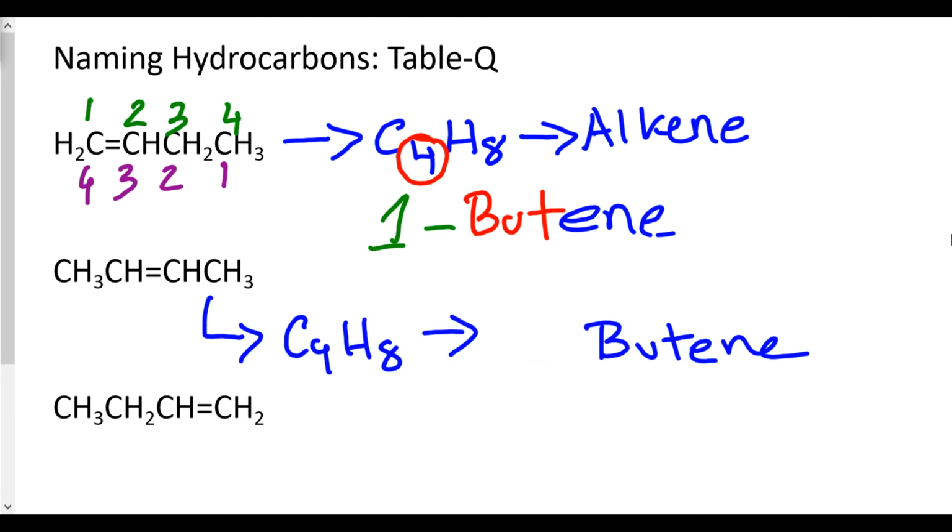For the second question, we also have 4 carbons and 8 hydrogens. So this is also an alkene, and the name should end with -ene. Since I have 4 carbons, the prefix would be but. So the name would be butene. However, butene means 1-butene, where the double bond should be in between the first and second carbon. Here, I notice that the double bond is somewhere in the middle, and that cannot be 1-butene.